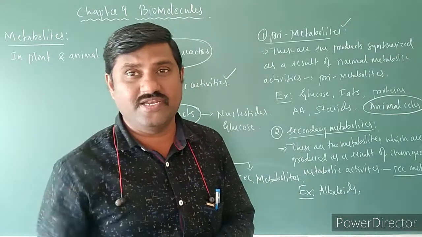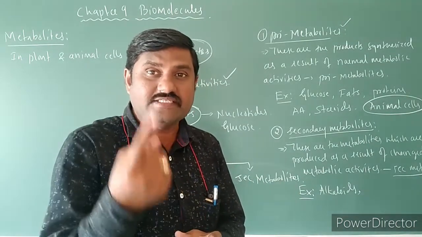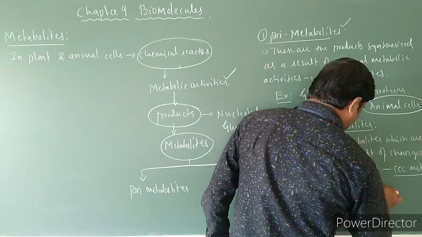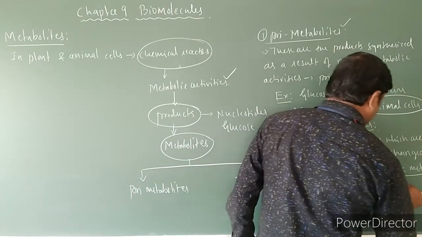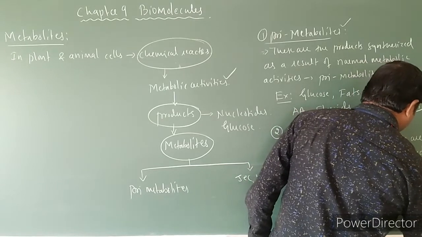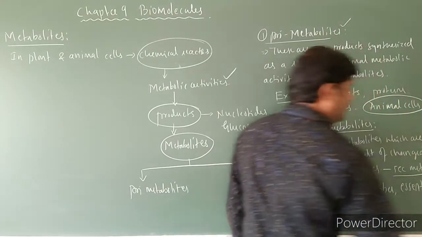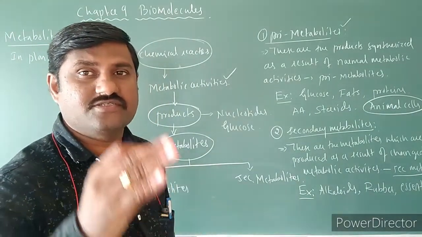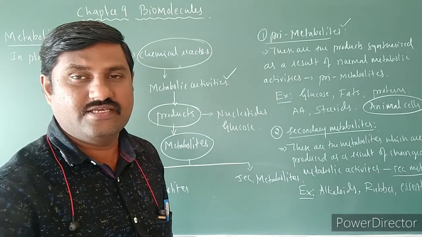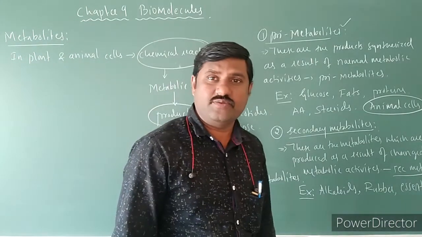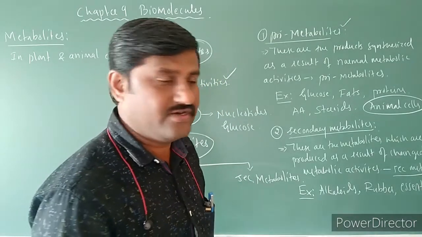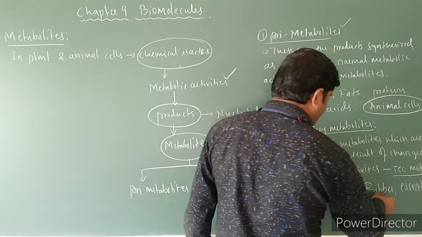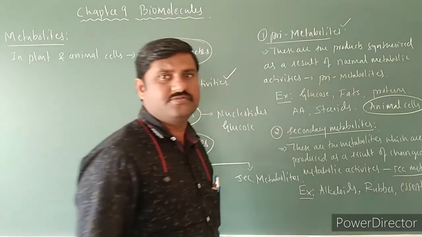In a rubber plant only rubber is produced. It is produced as a result of a changed metabolic activity, right? So alkaloids are produced, rubber, some of the essential oils. See, in plants many oils are produced, but in particular plants particular oils are produced. Groundnut, right? Such kind of products which are produced as a result of changed metabolic activity are said to be secondary metabolites. So alkaloids are produced, rubbers are produced, essential oils are produced, right?